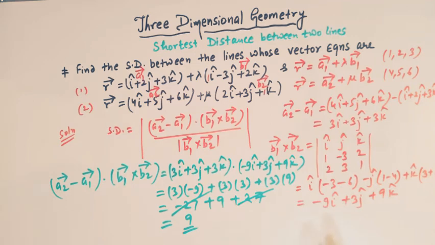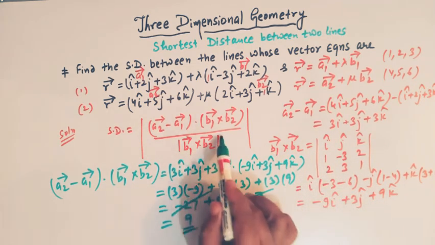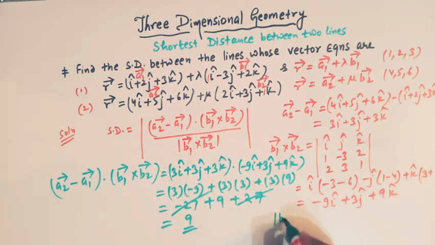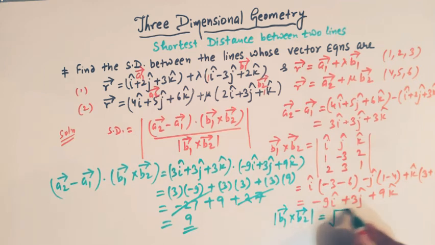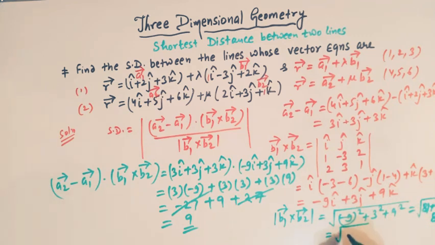Now we have here b1 cross b2, so the magnitude of this vector b1 cross b2 is square root of minus 9 square plus 3 square plus 9 square, and if we solve this, we'll get here 81 plus 9 plus 81, right? And this is equal to square root of 171.